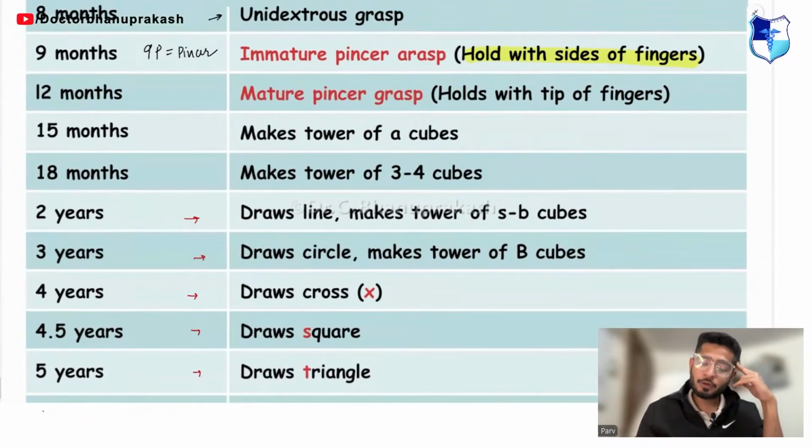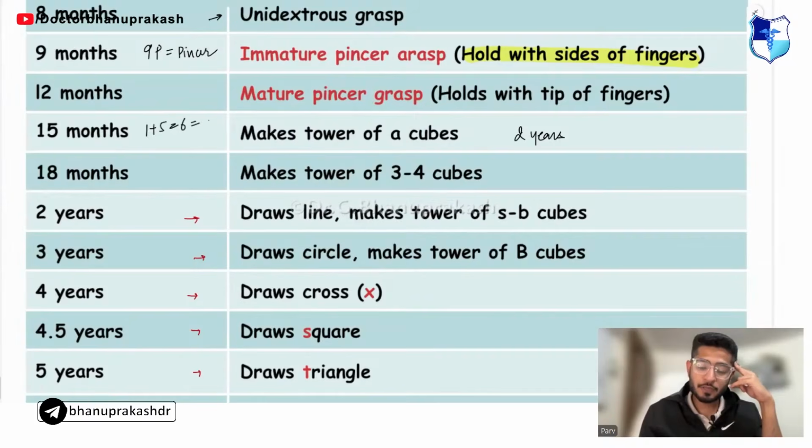Then I have told you 15, 18. So 15 is going to be making the tower of the cube. How to remember? 1 plus 5 is equal to 6. 6 is actually 2 into 3, and 3 is just the constant. So remember 2 cubes. At 15 months, 2 cubes. 18 months, 3 cubes.